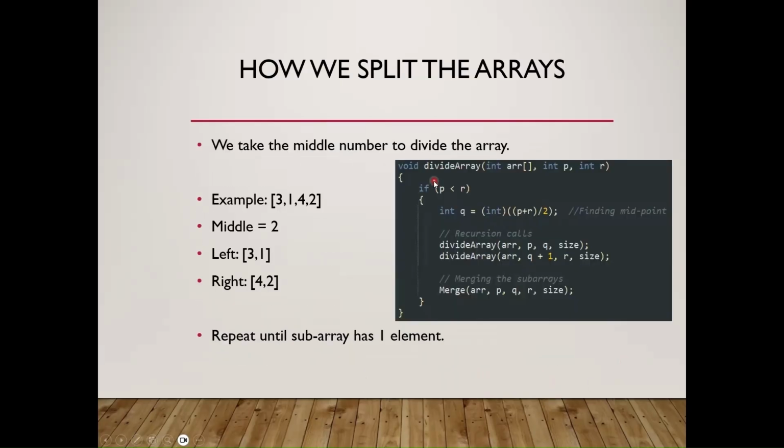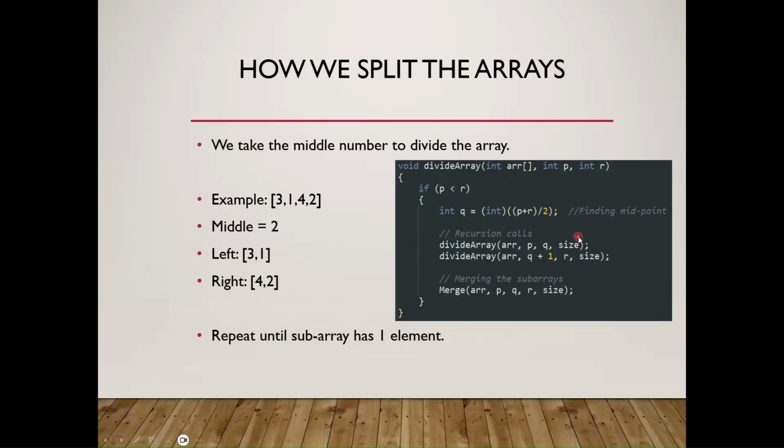So here, first, we will talk about how we split the arrays. Here I have given the code: there's a function which takes the array as an input, and P refers to the first index of the array, and R refers to the last element of the array. First, we will see if the first element is lesser than the last element. If it is not, it means that there is only one element in the array. When P is 0 and R is 0, there is only one element in the array, so it doesn't need to be sorted. It is already sorted. So that is the condition for the base case.